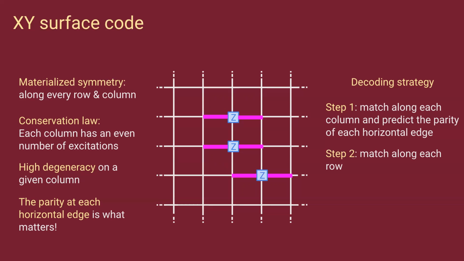So step two is to match on each row. Here we see that it works because we have parity here, we have excitations here and here, and so we're matching here, excitations here, we're matching here, and the same on the last row. So it's a two-step decoding strategy. We first do a matching on some parity checks inside of the qubits, and then we use those parity checks for a second decoding problem.